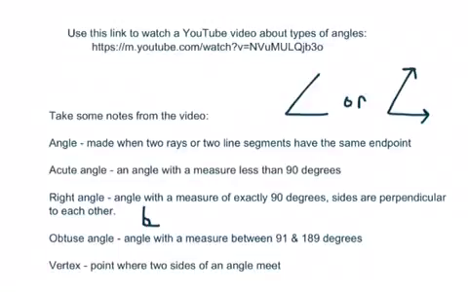And an obtuse angle means that it's between 91 degrees and 189 degrees. And then you should know that the vertex is at the corner where they meet. The two sides meet at the vertex. I'll write that right there for you too. Vertex. Okay, so make sure you have those notes down for yourself.